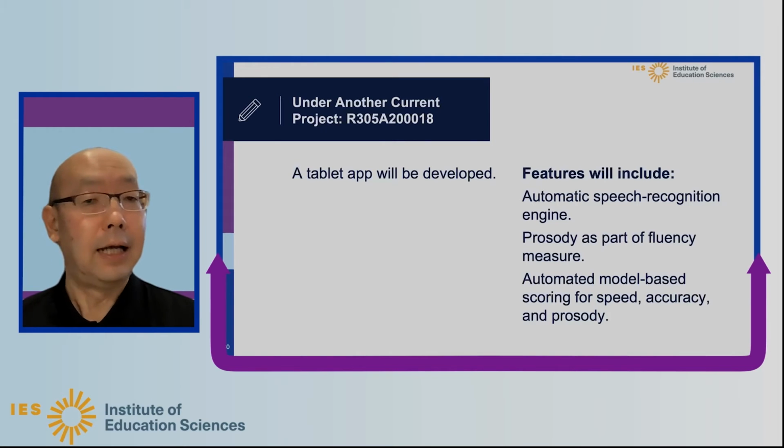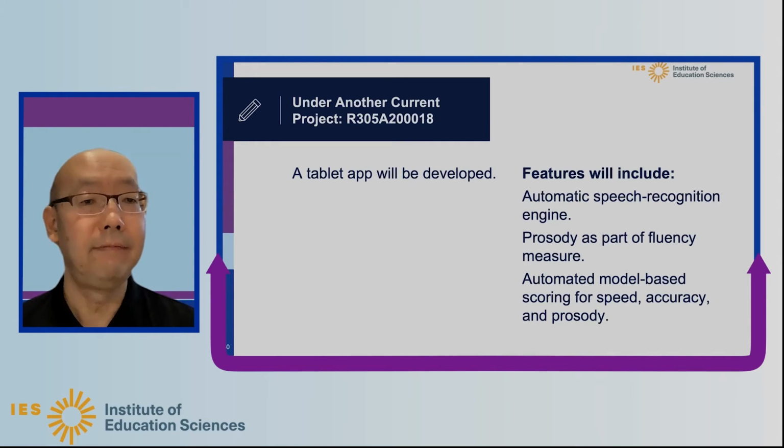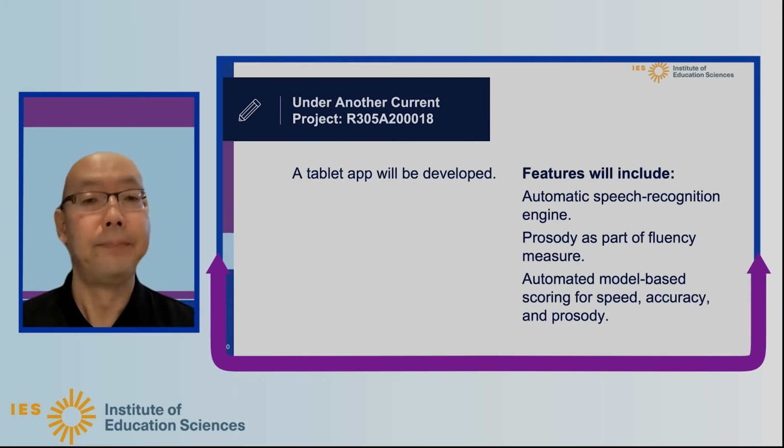And just an additional note, under another current project, which is under Goal 5, we are developing tablet applications, which include an automatic speech recognition engine and prosody as part of the fluency measure, and automated model-based scoring for speed, accuracy, and prosody.